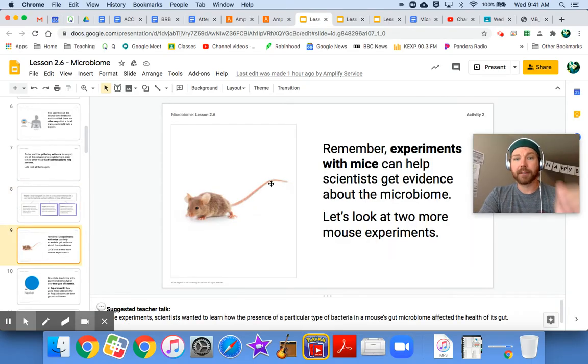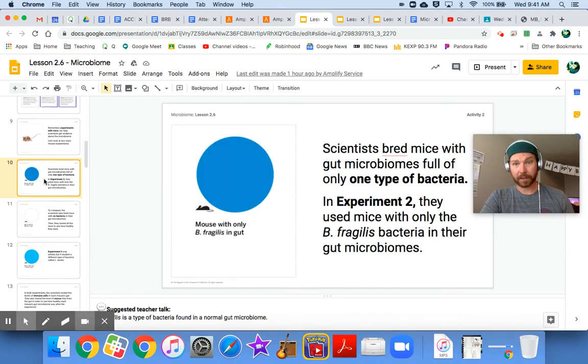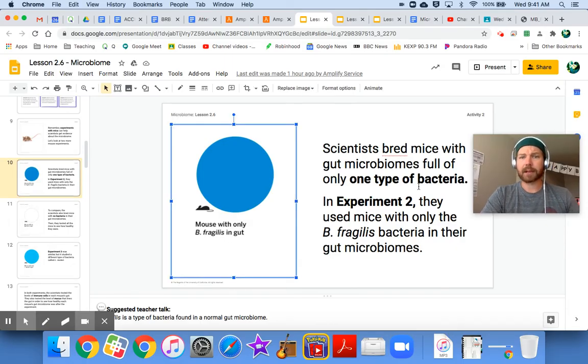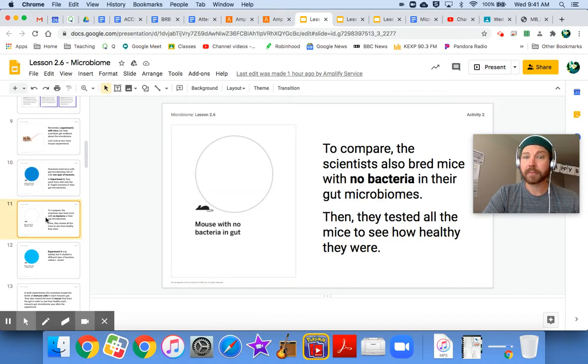Well, let's take a look at some experiments here. Remember, experiments with mice can help scientists get evidence about the microbiome. We're going to look at 2 experiments with mice, and you are going to focus on one of them. So what did we do? We bred mice with only one type of bacteria. In this case, it was B. fragilis. In experiment 2, scientists bred mice with gut microbiomes full of only one type of bacteria. They used mice with only the B. fragilis bacteria in their gut microbiomes. To compare, the scientists also bred mice with no bacteria in their gut microbiome.